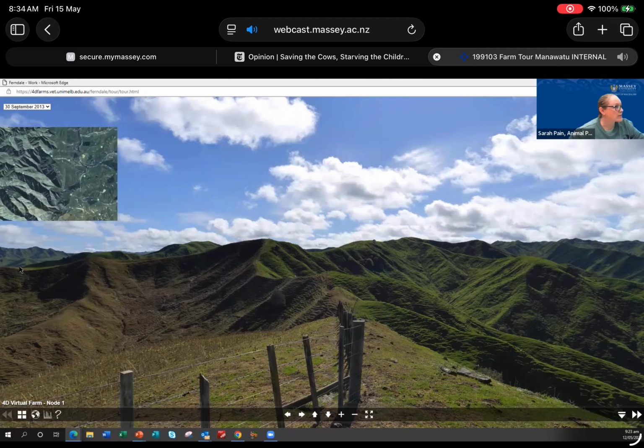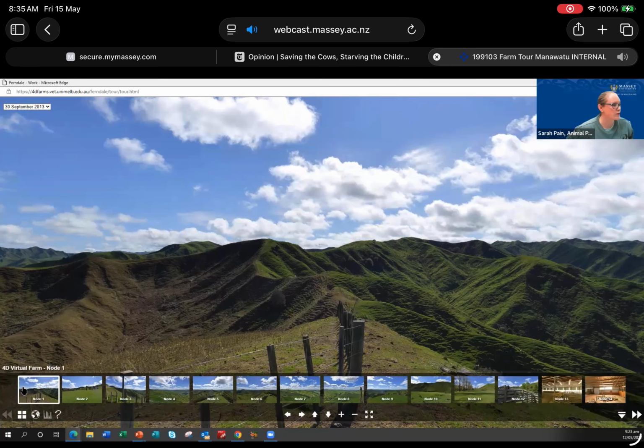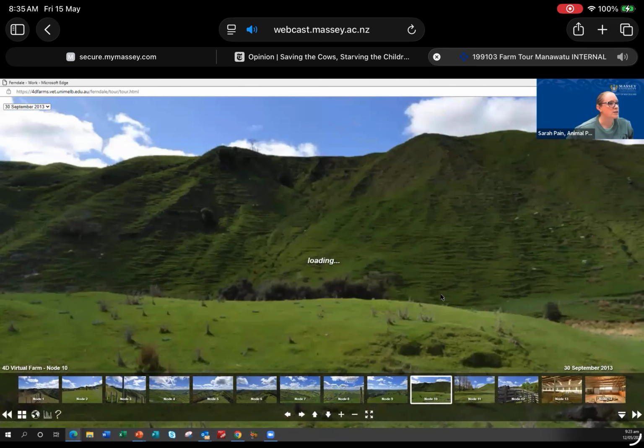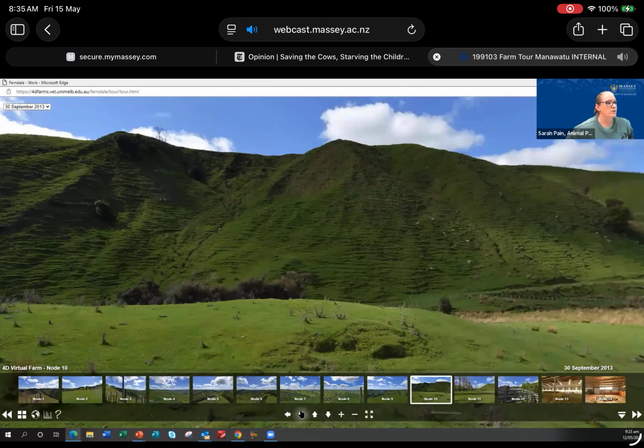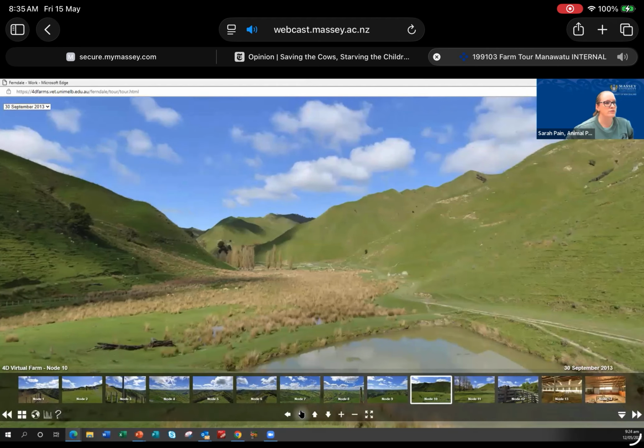If we talk about some of the issues that might be of priority for a sheep farm, this is the note I like to use for that. Okay, so like I said, you can click around and you can see the whole of Ferndale there.